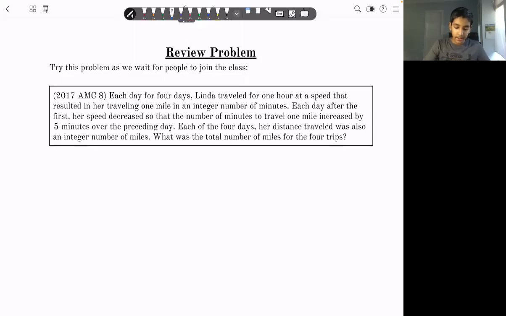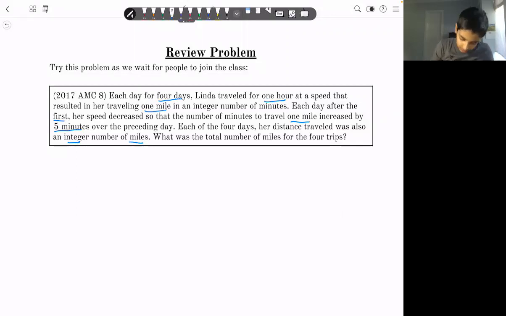Now, each day for 4 days, Linda travels for 1 hour at a speed that resulted in her traveling 1 mile in an integer number of minutes. Each day after the first, her speed decreased so that the number of minutes to travel 1 mile increased by 5 minutes over the preceding day. Each of the 4 days, her distance traveled was also an integer number of miles. What was the total number of miles for the 4 trips?